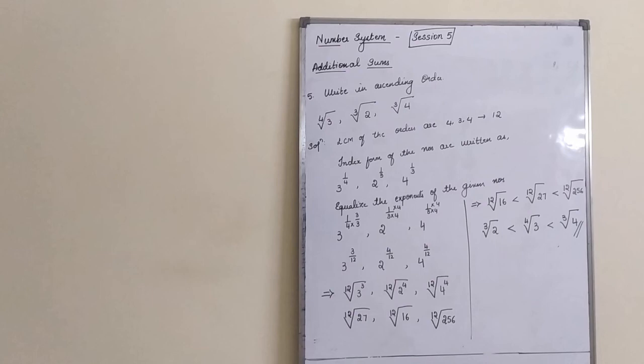7th one, x raised to a minus b of a plus b, x raised to b minus c of b plus c, x raised to c minus a of c plus a is equal to 1. Okay, sorry, it is prove that. Prove that x raised to a minus b of a plus b into x raised to b minus c of b plus c into x raised to c minus a of c plus a is equal to 1.